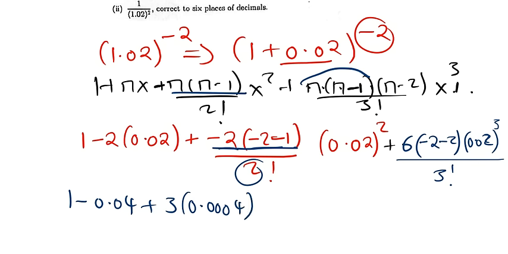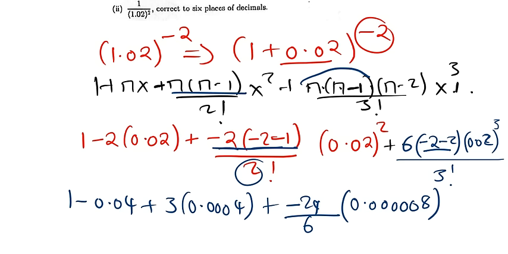Okay. Plus, now negative 2 minus 2 is a minus 4 times the 6, gives us negative 24. 3 factorial is 3 times 2 times 1, which is 6. And then don't forget we have 0.02 raised to the power 3, which is 0.00000, how many zeros are there? That should be 5 of them. Now at that point, that value is supposed to be divided by 6, multiplied by negative 24, added to 3 times 0.0004, and then minus 0.04 plus a 1.